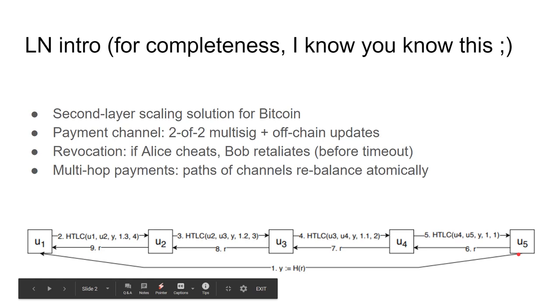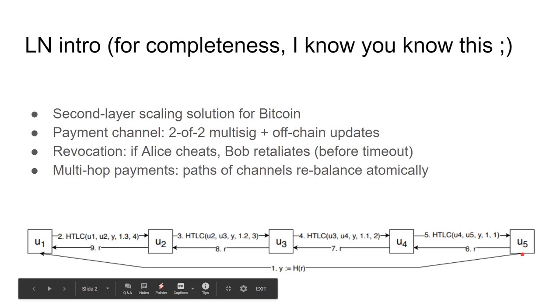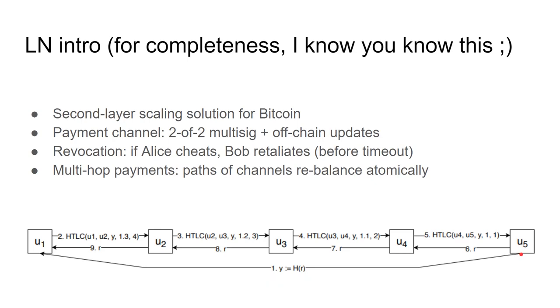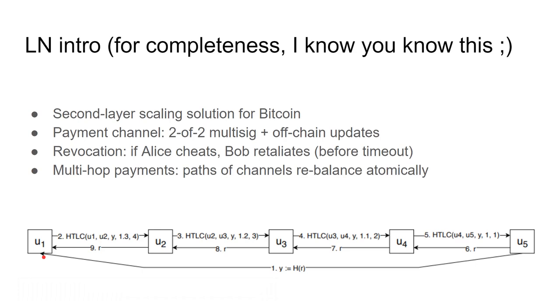The first step of a typical Lightning payment is user 5 generating a random value R locally, calculating the hash of this value, which is H of R, and transferring this value to user number 1 in what is called an invoice message.